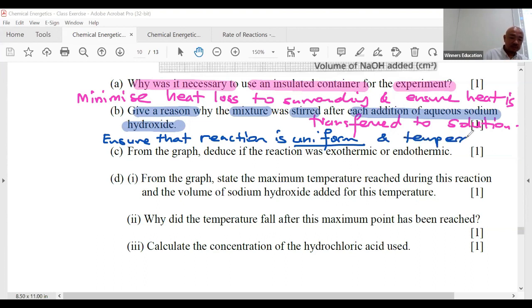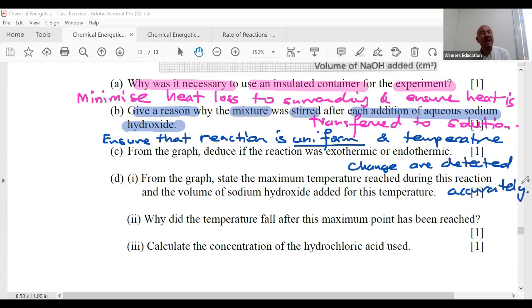And the temperature change are detected accurately. Again, I need the measurement to be as accurate as possible.